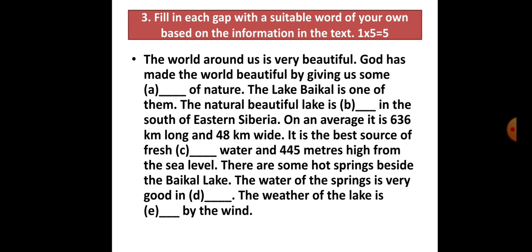So the world around us is very beautiful. God has made the world beautiful by giving us more dash of nature. The Lake Baikal is one of them. The natural beautiful lake is dash in the south of eastern Siberia. On the average it is 636 km long and 48 km wide. It is the best source of fresh dash water and 445 meters high from the sea level. There are some hot springs beside the Baikal lake. The water of the spring is very good in dash. The weather of the lake is dash by the wind. You have to answer this.